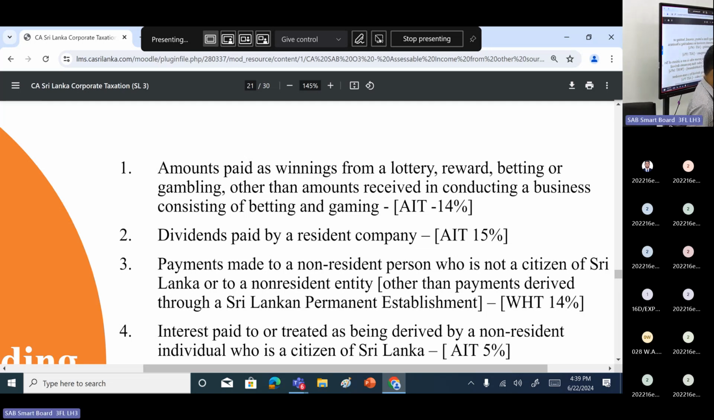What is that? The employment income, under the employment income also if they are deducting tax, that is fine. The rent income, that is for the non-resident liable for tax at 14%. That is fine. Interest, at the rate.